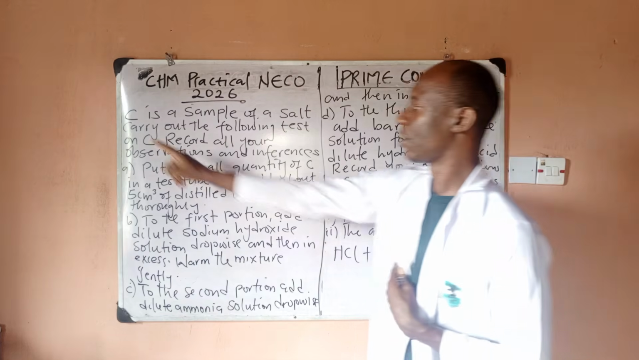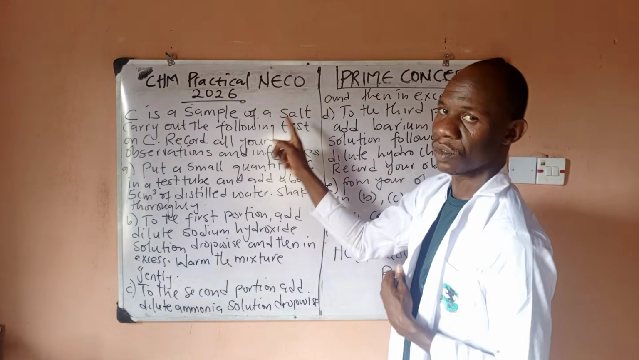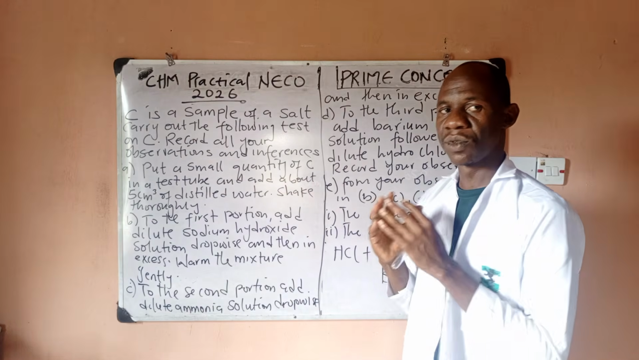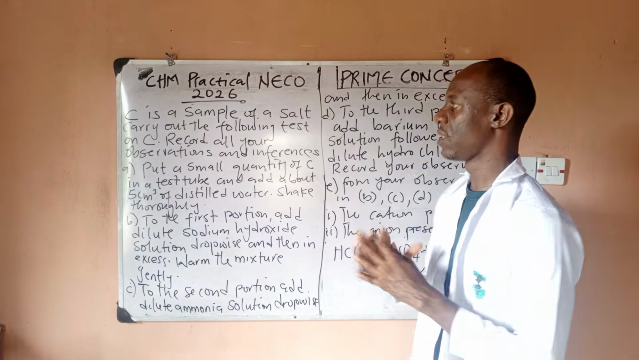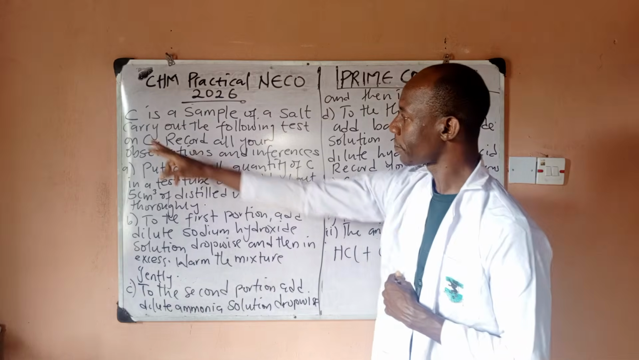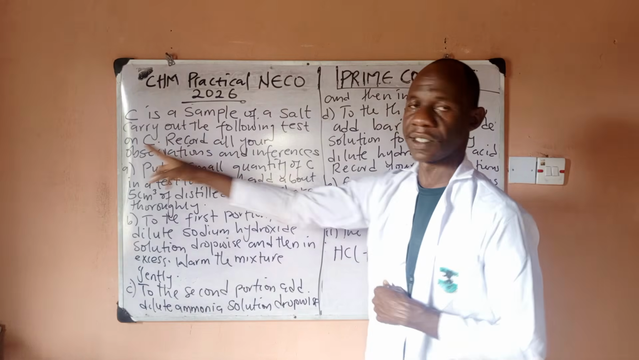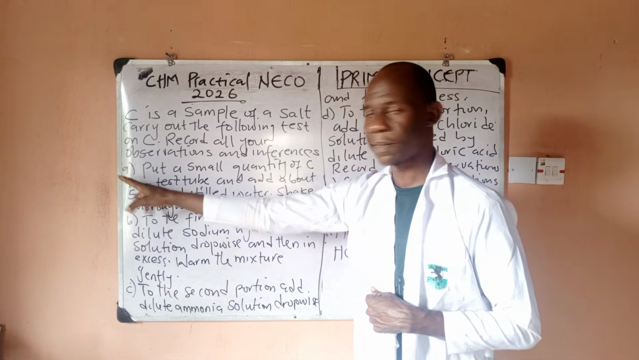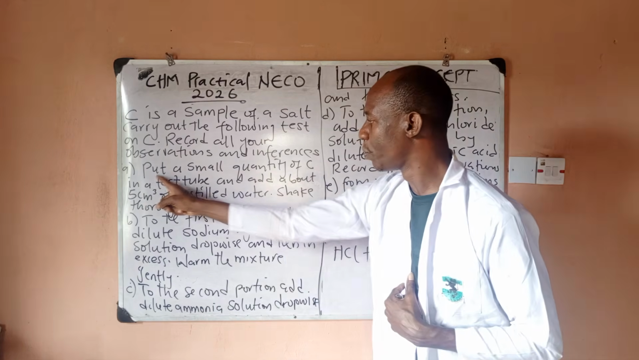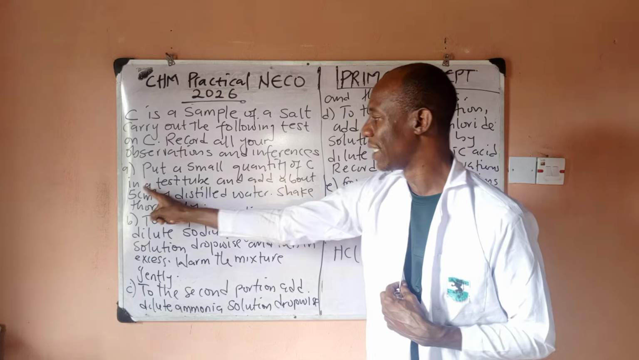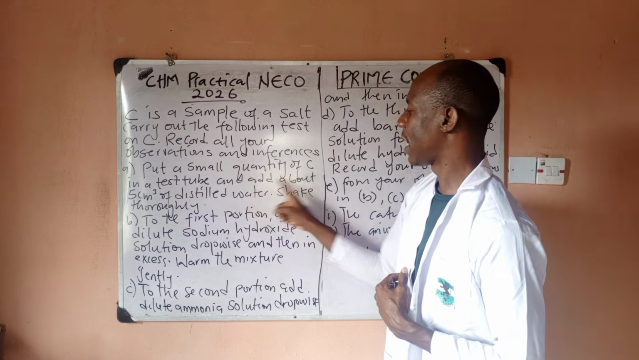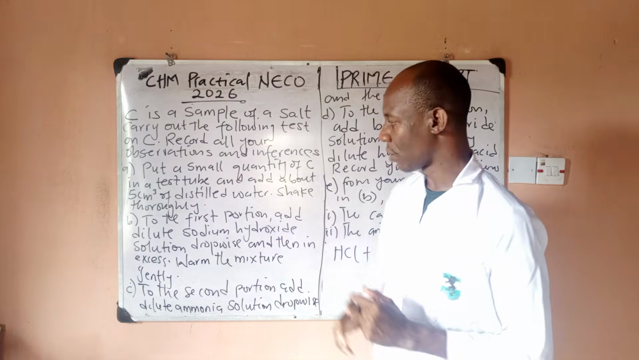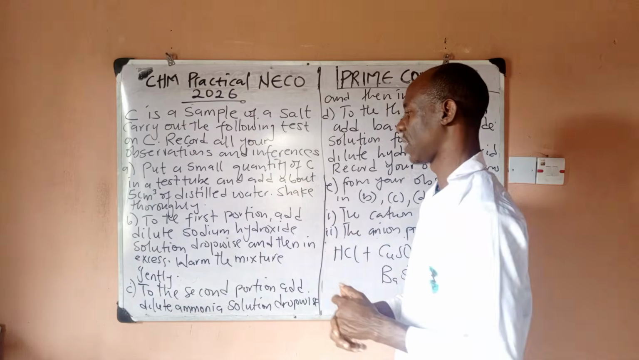They said C is a sample of a salt. So C is an unknown salt for your exam, but at the end, you'll be able to see that we can deduce what the salt would be from the experiment. Carry out the following tests on C. Record all your observations and inference. The first part is to put a small quantity of C in a test tube and add about 5 cm cube of distilled water. Shake thoroughly. I'm going to read through it, then we'll start performing the experiment.